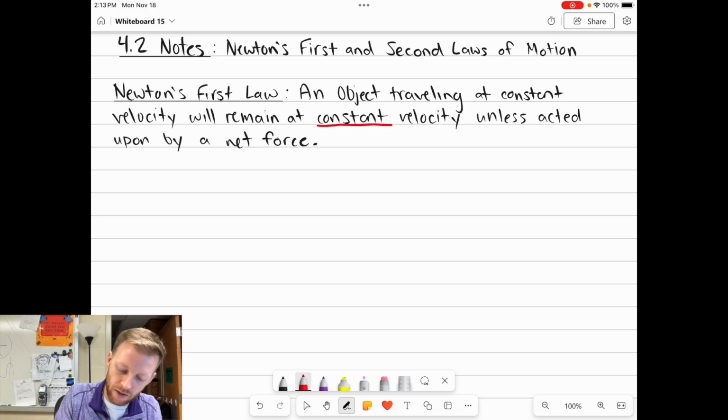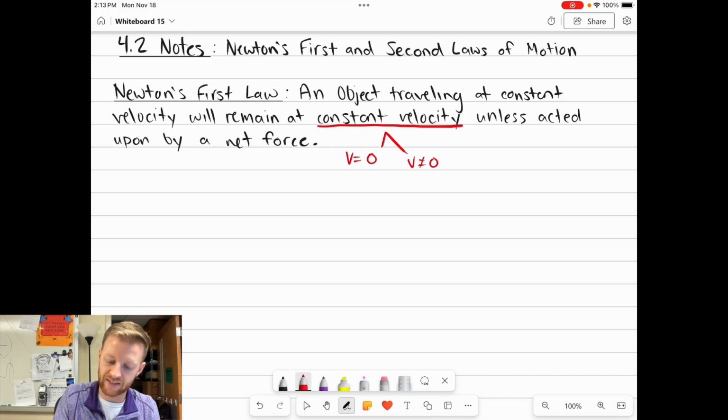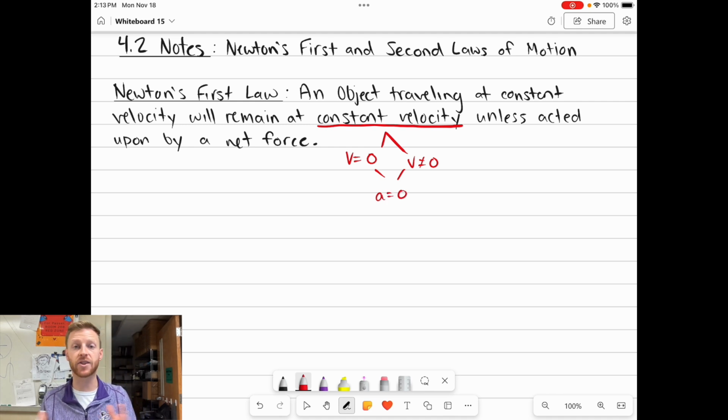So if we talk about constant velocity, this involves two things. This can be velocity is zero or velocity is not zero. It essentially means, more importantly, that acceleration is zero. So the object is not changing its motion. So it covers both rest and not at rest, which is kind of what we learned back in middle school: an object at rest remains at rest unless acted upon by an outside force. We add a little bit more language to that.